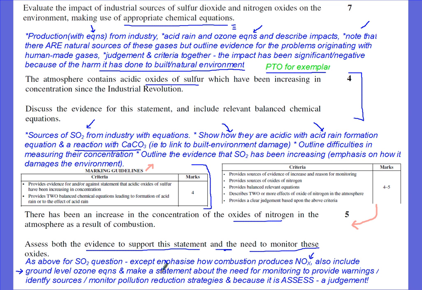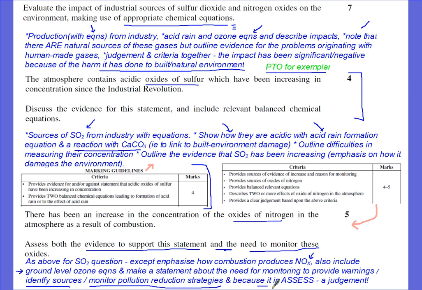I would make a statement about the need for monitoring these gases, i.e. to provide warnings if there's going to be a big build-up of these gases, to identify sources of these gases so they can be eliminated, or also to monitor pollution reduction strategies to see if they have been effective. So that's the reasons we need to monitor these oxides.